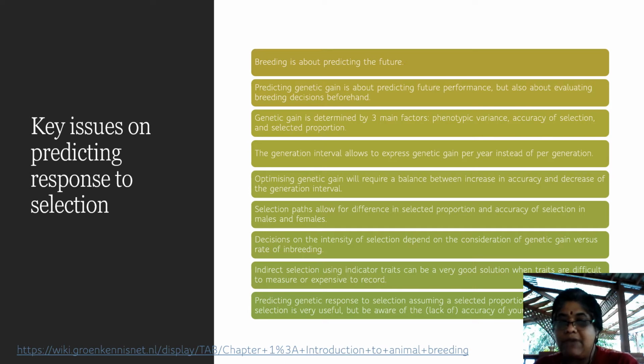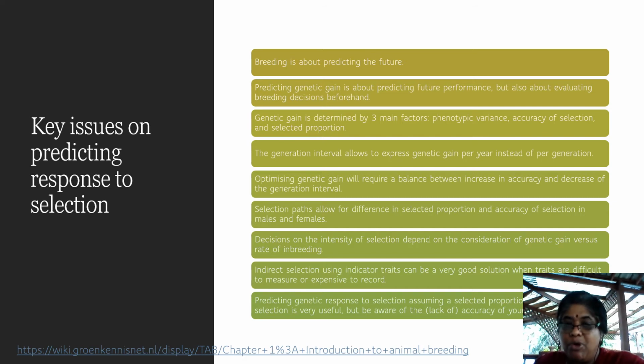Optimizing genetic gain will require a balance between an increase in accuracy and a decrease of the generation interval. Selection paths allow differences in selection proportion and accuracy of selection in males and females. And the decisions on intensity of selection depend on the consideration of genetic gain versus rate of inbreeding.